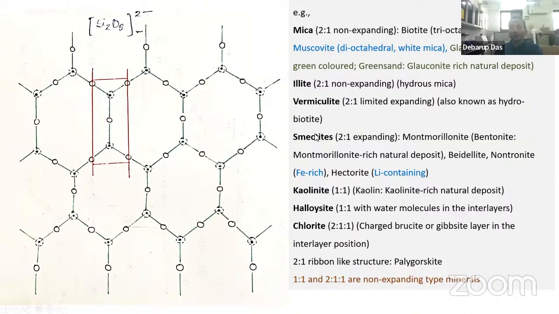Earlier, it was known as hydrobiotite. Smectites are 2:1, expanding type minerals. There are many smectites: montmorillonite, beidellite, nontronite. Nontronite is iron rich, so remember, iron rich smectite, nontronite. Lithium-containing smectite, hectorite, very important. Lithium is used in batteries, so lithium-containing mineral, hectorite, please remember this. Bentonite, what is bentonite? Bentonite is montmorillonite-rich natural deposit.